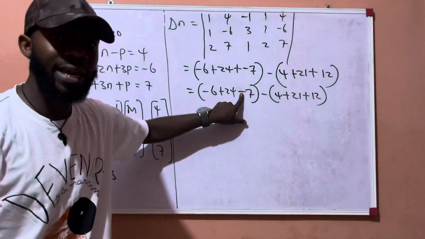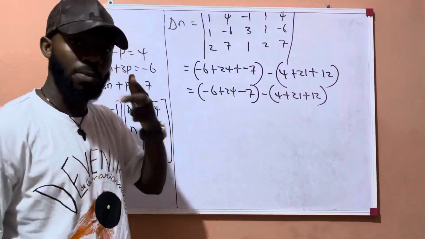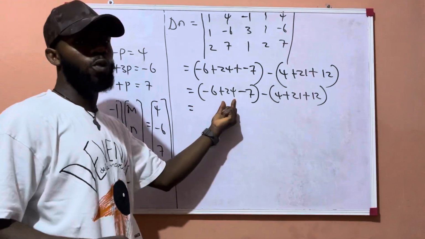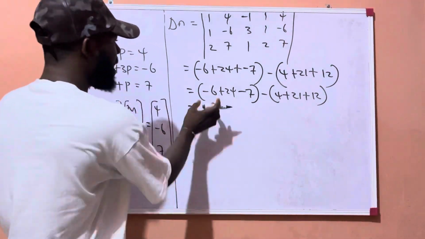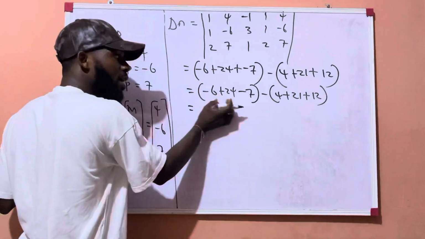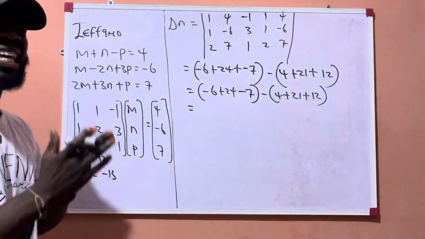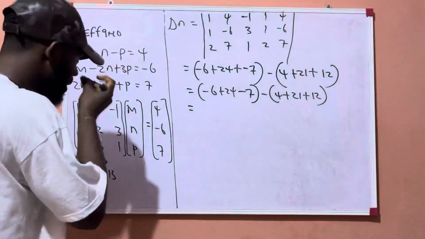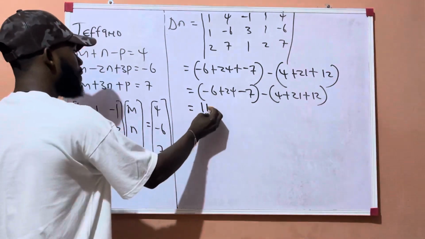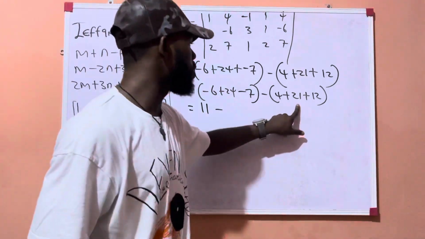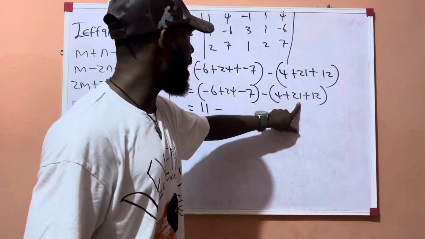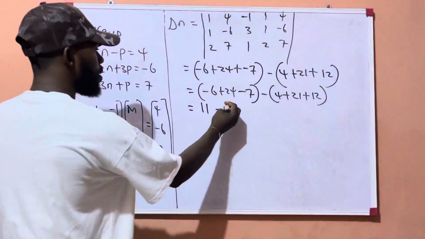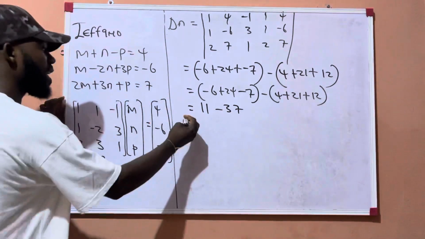Okay, remember how I got the minus? Plus times minus gave us minus. Now let us proceed. When you owe 6 and then you have 24, when you now pay the 6 that you are owing, how much will be left with you? You will be left with 18. Now, that 18 minus 7 will give us what? 11. Now here becomes 11, minus 4 plus 21 gives us 25. 25 plus 12 gives us 37. Here becomes minus 37. Now class, what do we have?